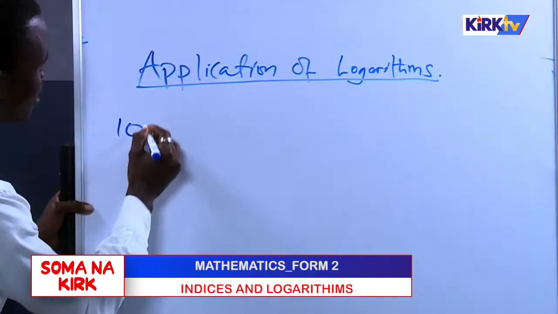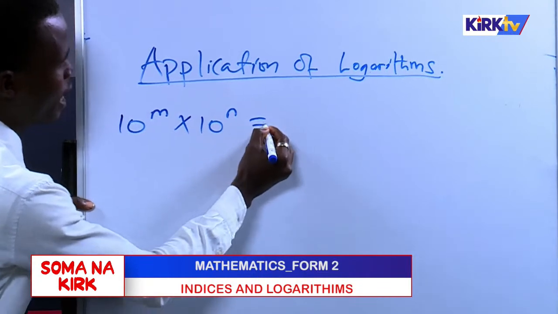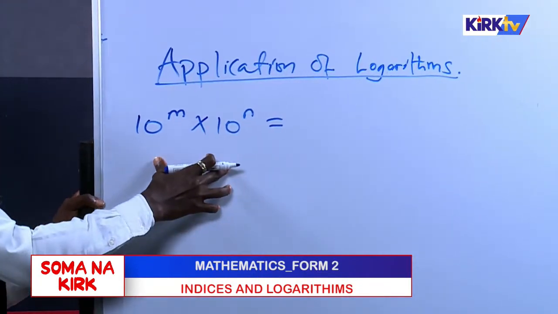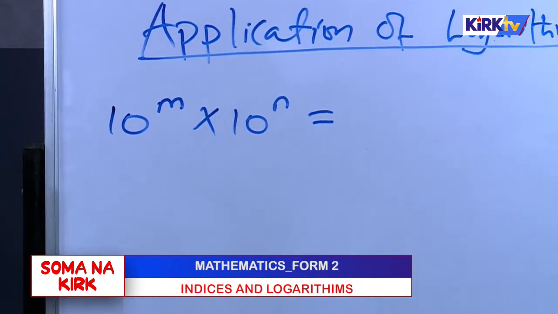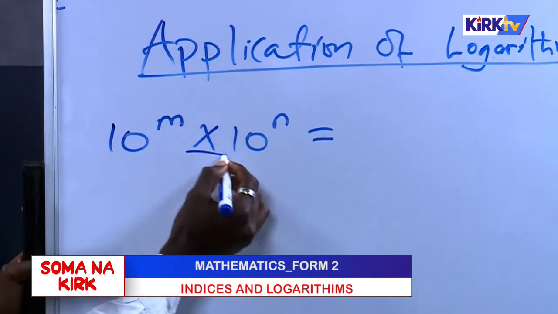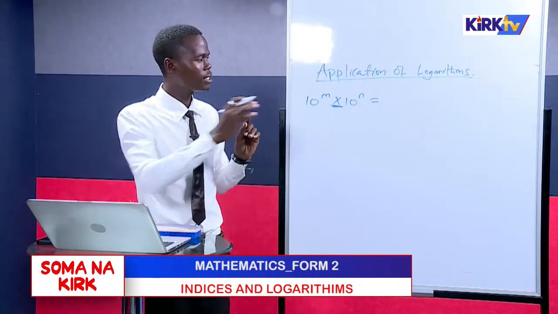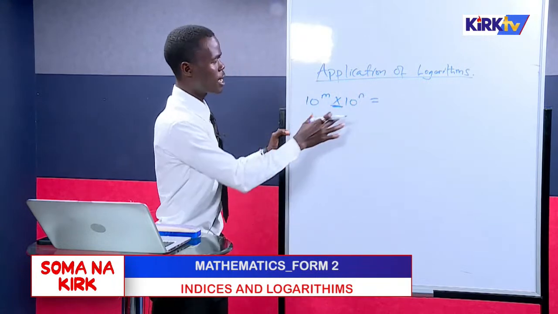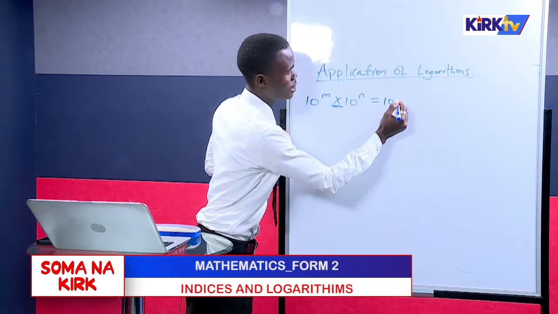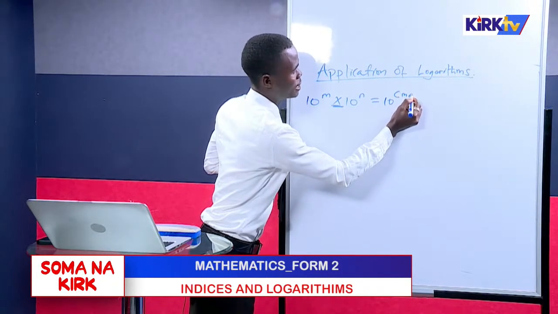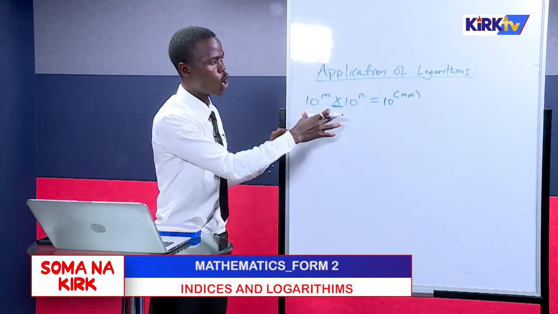It will be 10 raised to power m times 10 raised to power n. This is the multiplication rule. We need to understand that the moment we see this sign, which means multiplication, we simply add the powers. The base is the same because it is to base 10. So we are going to have base 10 in bracket m plus n. So that is the first rule, the multiplication rule.